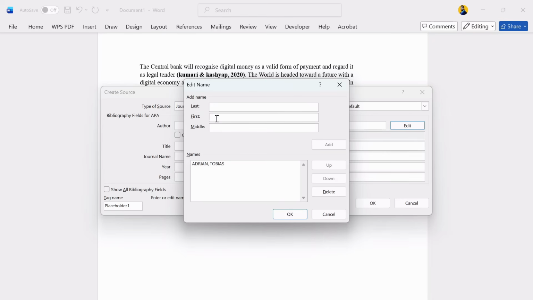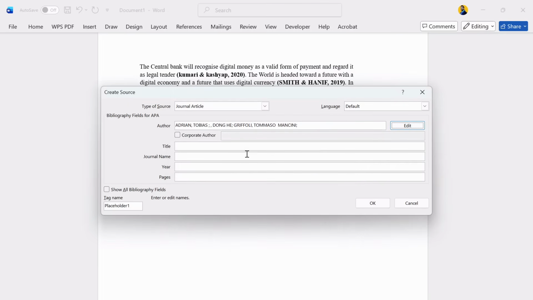Now the next name which is given to us is Dong Hee. We will add this one. Then we have a last name which is Tomaso. Middle name is given to us as Mancini. Last name is Bifoli. So we have added all three authors' names and we click OK.